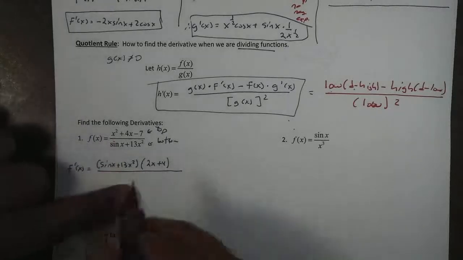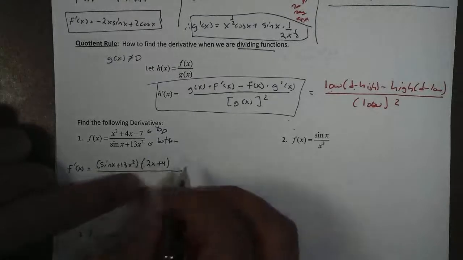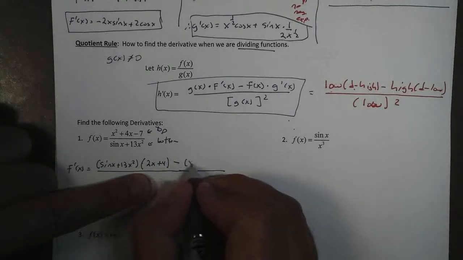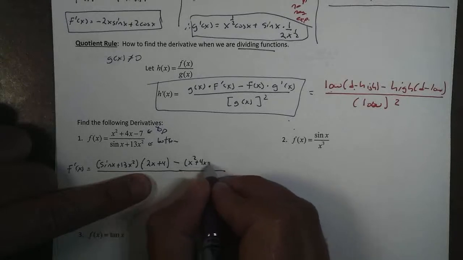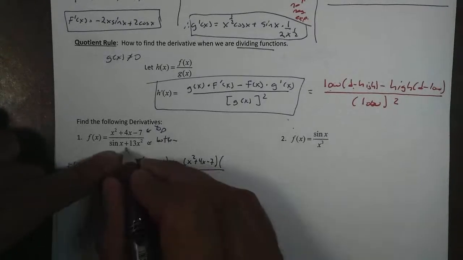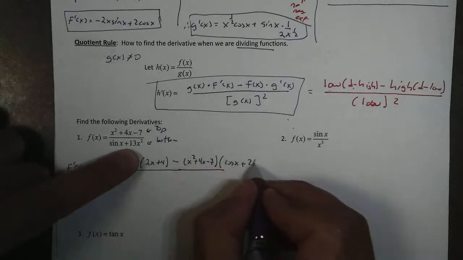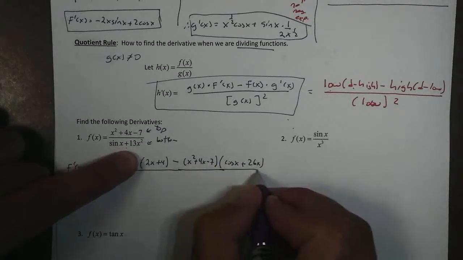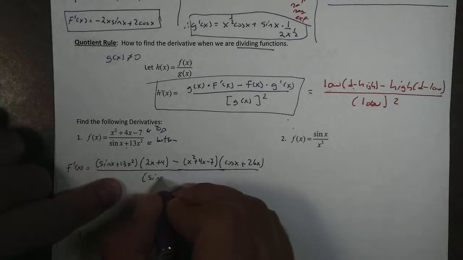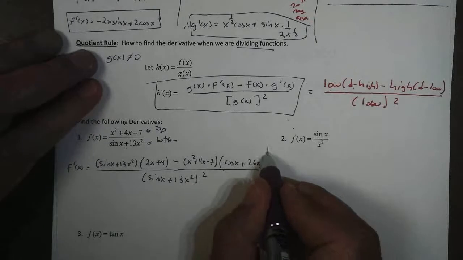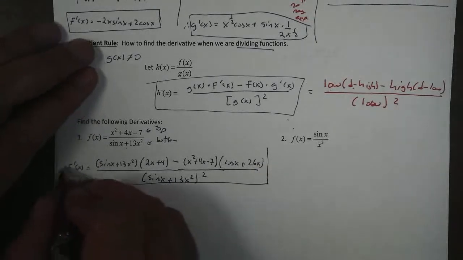Please put that in parentheses. You need the parentheses there because we're going to multiply the distribution. Minus high d low. The derivative of sine is cosine of x plus, that becomes 26x. That's my power rule. All over the bottom squared, sine x plus 13x squared, squared. There it is. Don't simplify.